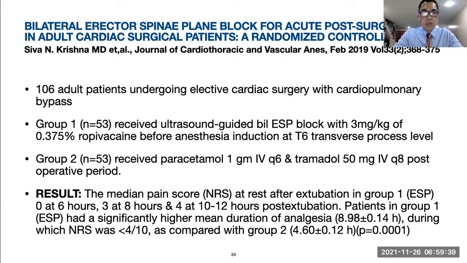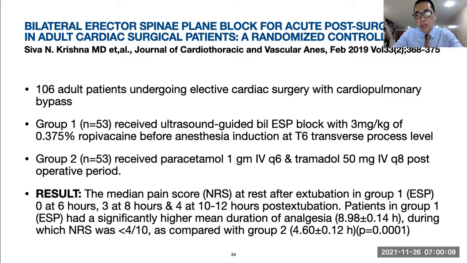Another study by Dr. Krishna regarding bilateral erector spinae plane block for acute post-surgical pain in adult cardiac surgical patients, a randomized control study, included 106 individuals divided into 2 groups. Group 1 received the ultrasound-guided bilateral ESP block before anesthesia induction at the T6 transverse process, and group 2 only received paracetamol and tramadol.